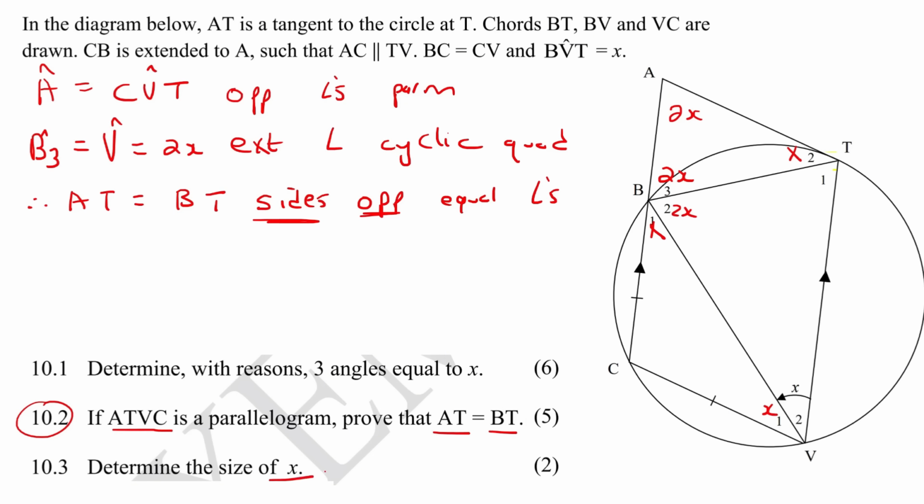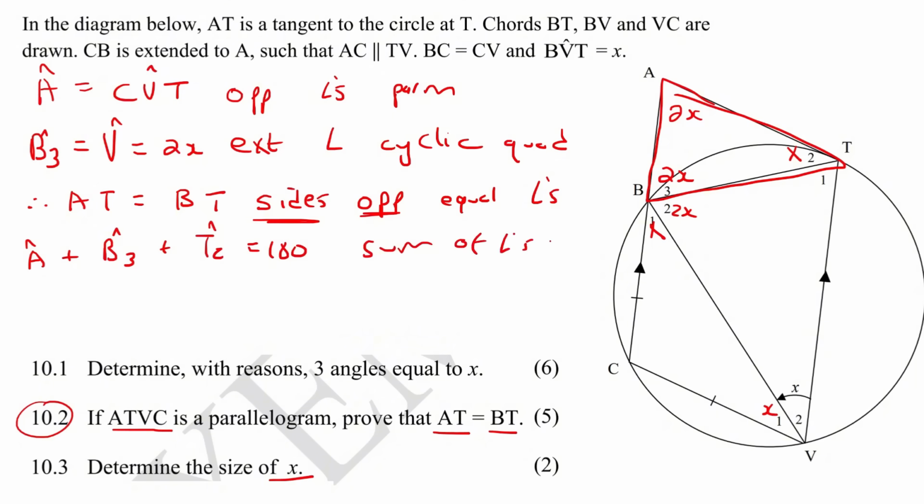And now lastly, determine the value of x. Very easy. You could just work on this triangle here. We know that angle A plus angle B3 plus angle T2 should all add up to 180, and that is because of sum of angles in a triangle. And so we can just say 2x plus x plus 2x must equal 180, so 5x must equal 180. You divide both sides by 5 and you will end up with 36 degrees.